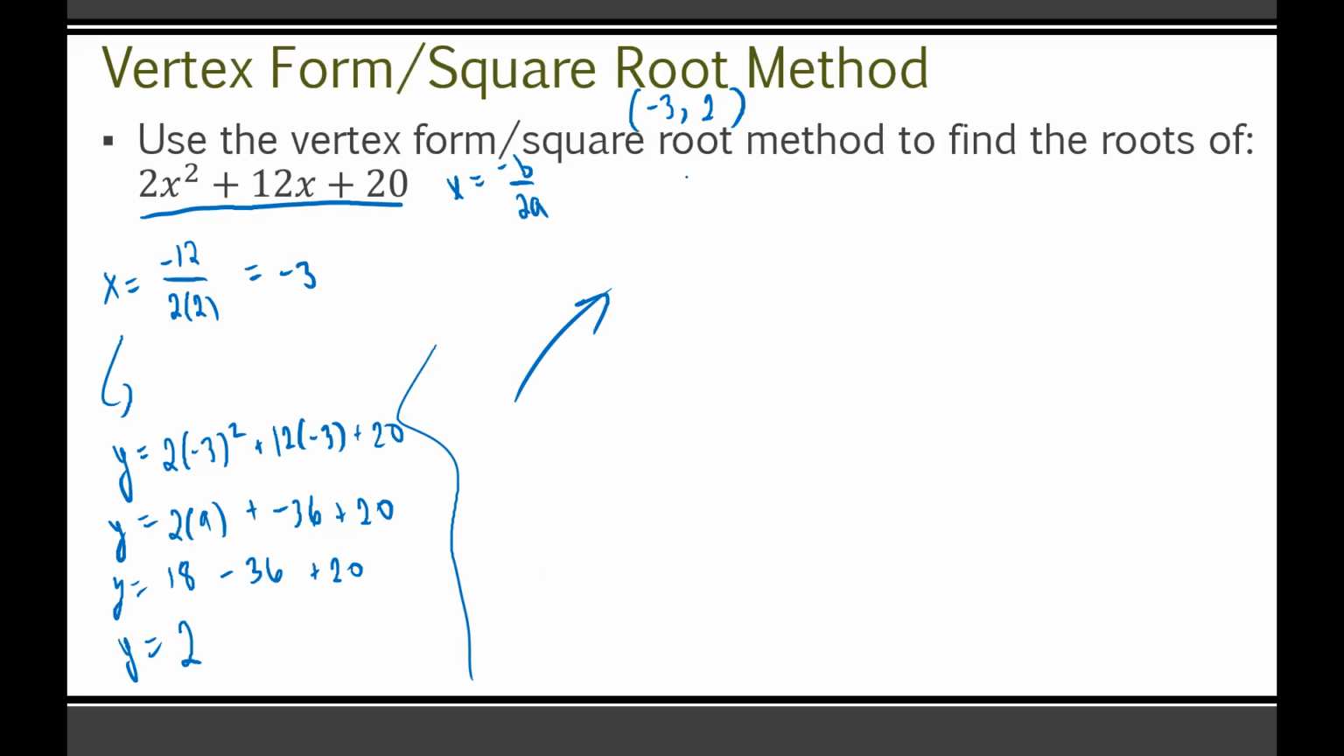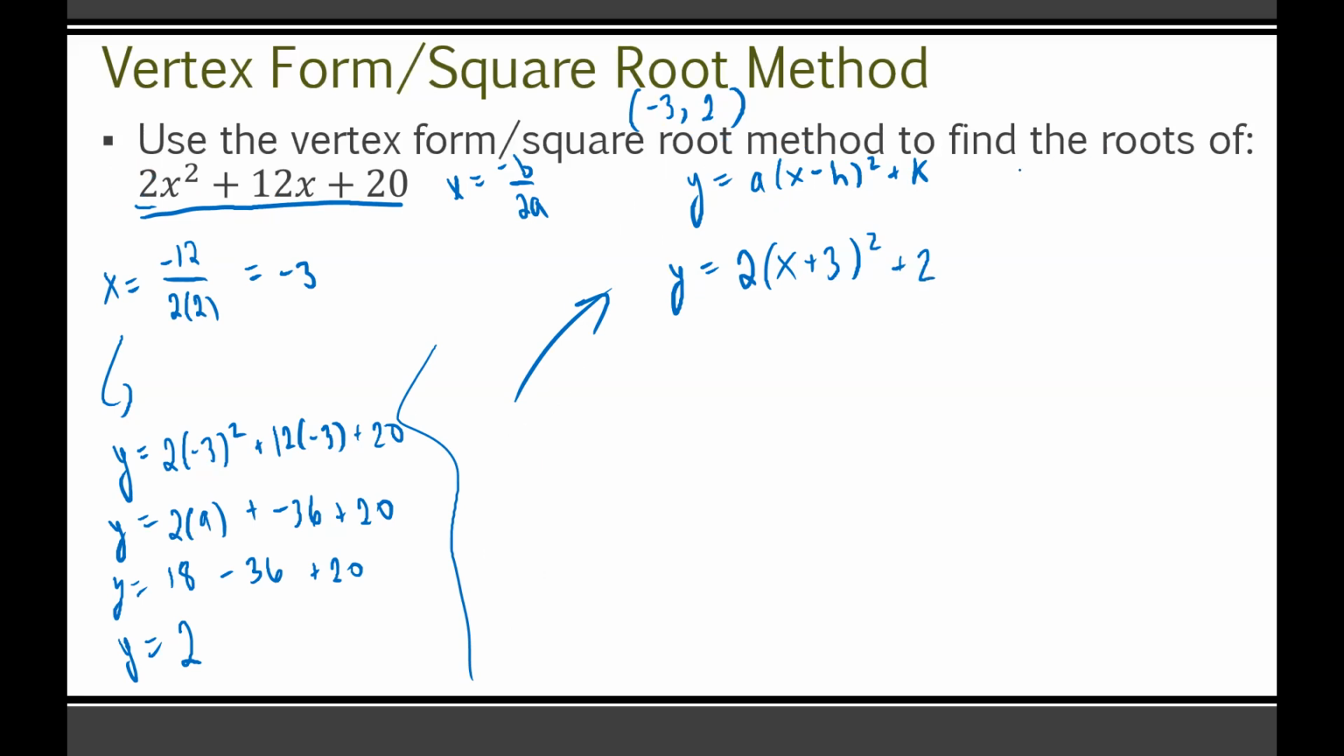To change it to vertex form, remember vertex form looks like y equals a times x minus h squared plus k, where h and k are your vertex, and your a is just the same as your a value you had in standard form. So this, therefore, is going to look like y equals 2, because a was 2, times x minus h. Well, x minus negative 3 is x plus 3 squared, and then plus k, so plus 2.